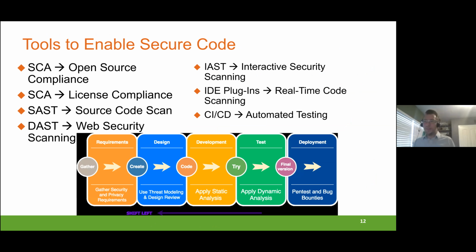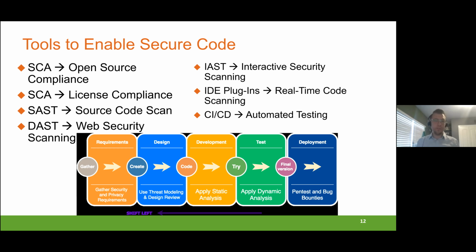So, going on to the next stage of this: tools to enable secure code. This is a big one. Going back to that slide again, enabling your developers to be part of the security process and make security recommendations. There are several different tools that you can use to enable secure code, and they should all be used in tandem. Software composition analysis, or SCA, addresses open source and license compliance. There are a couple of different facets to that.